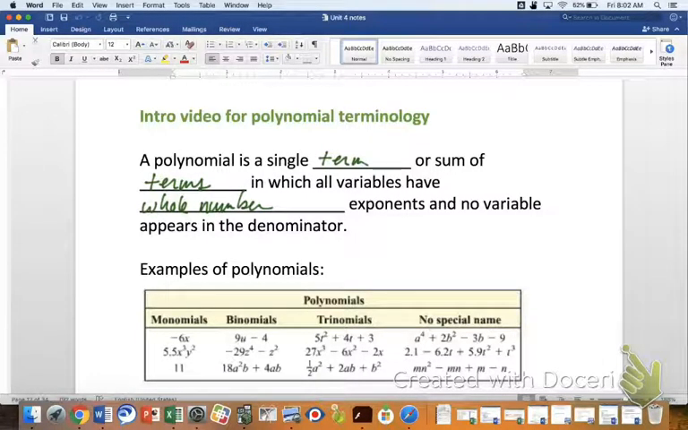So here are some examples of polynomials and some specific names. All right, so these are all on the left side here. These are all monomials, and please notice that they all have just a single term. That's why it's called monomial. It means one term.